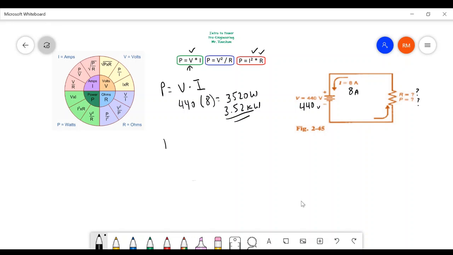Let's do that, right? So P is equal to V times I. Let's say we want to find I. What do we do here? Well, we have to get rid of the V, right? So what do we do to get rid of the V? We divide by V on both sides. So we cross this V out and the V ends up here. So my I is equal to P over V.